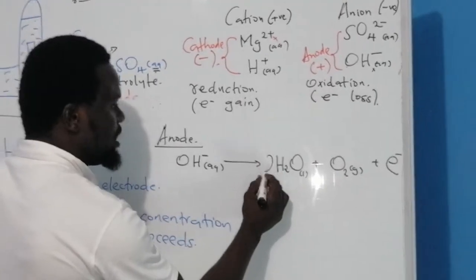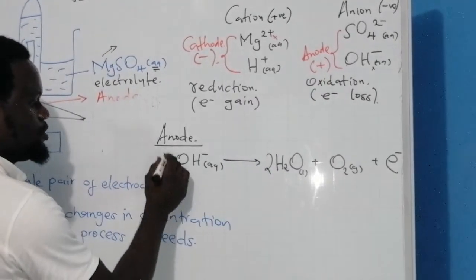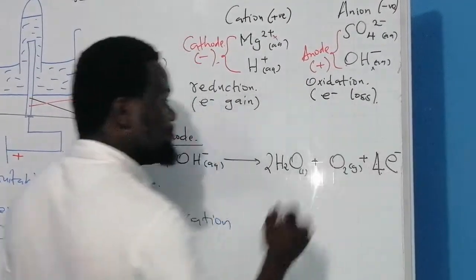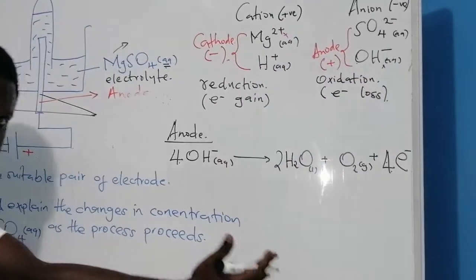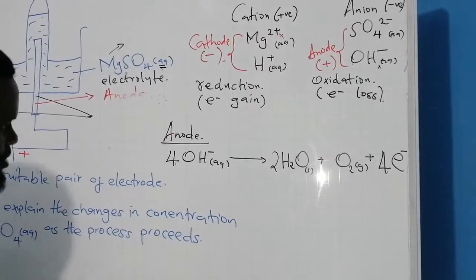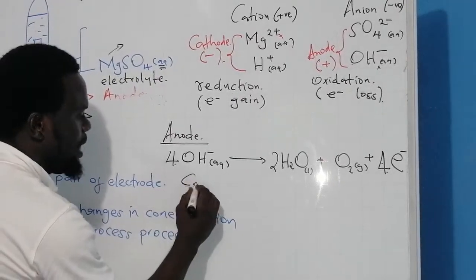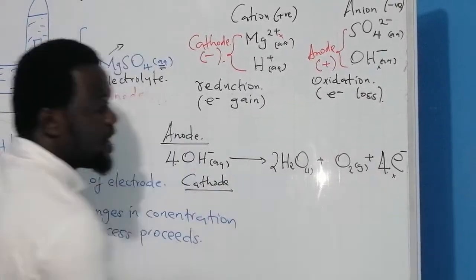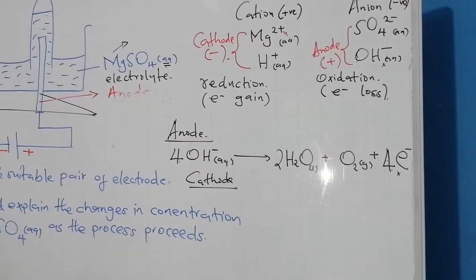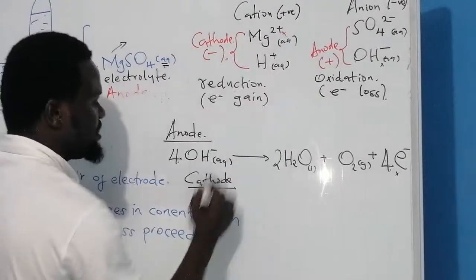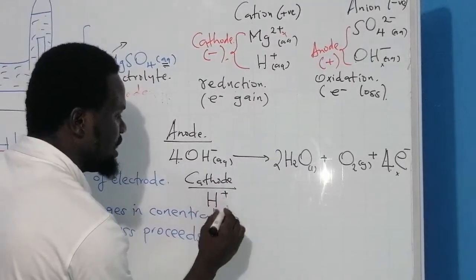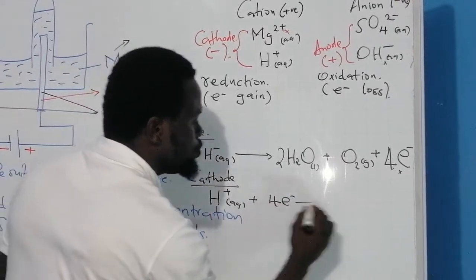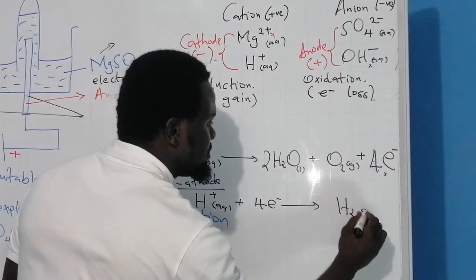If I put 2 here, hydrogen will be 4. I put 4 here and also 4 here. So 4 electrons are lost at the anode. It therefore means that at the cathode, the 4 electrons that are lost must be gained. Therefore, if hydrogen ion is preferentially discharged, it gains the 4 electrons to form hydrogen gas.